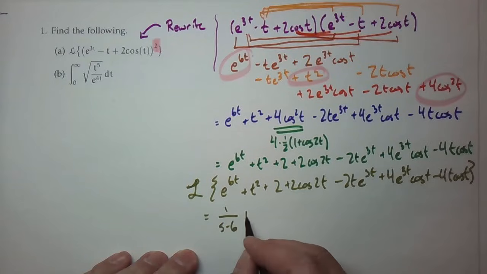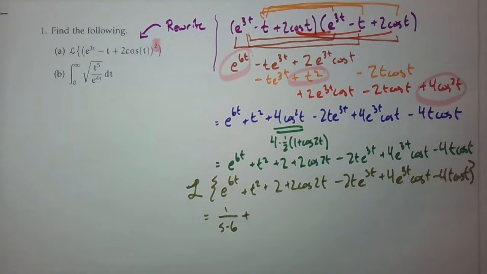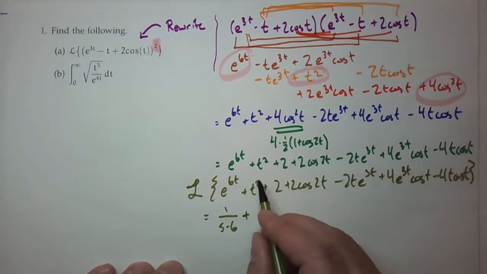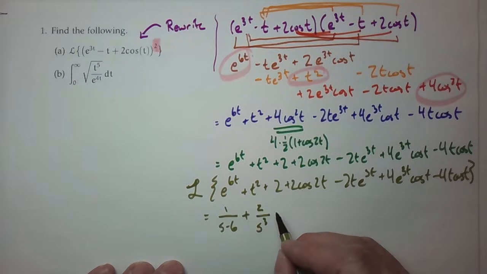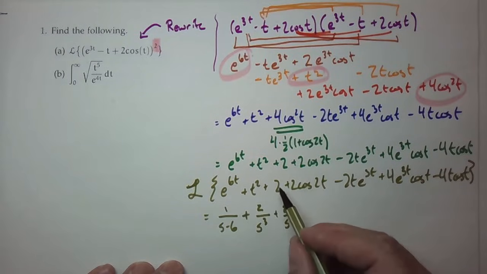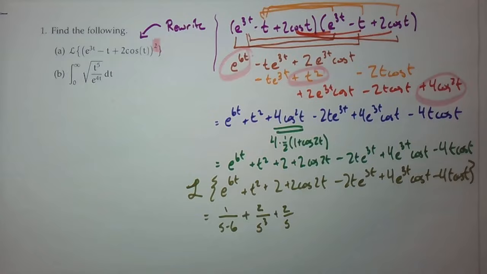Good. T squared. How about that one? So the power is 2. So 2 factorial, which is 2. And then s cubed. How about 2? 2 over s. Very good. So the 2 is a constant. The Laplace transform of 1 is 1 over s, so you get 2 over s.